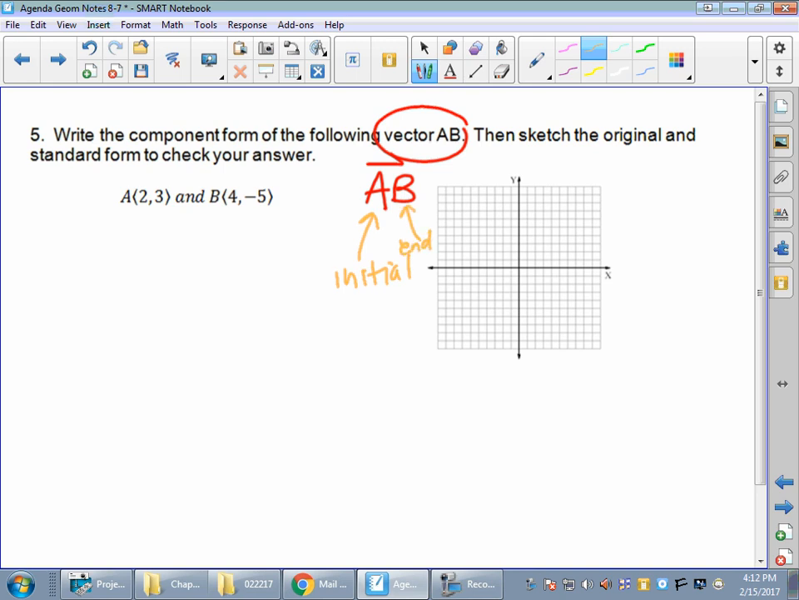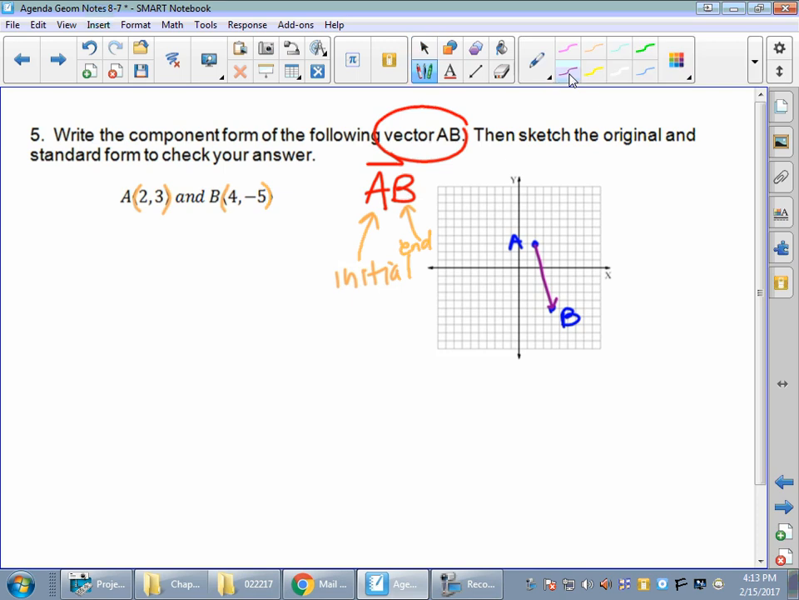So I'm going to put those 2 points, and I don't like that I put these in brackets because those should actually be in ordered pairs, because point A is at 2, 3. Point B is at 4, negative 5. And when I make that a vector, I'm going to keep A as my initial point and make B my end point. So this is vector AB.